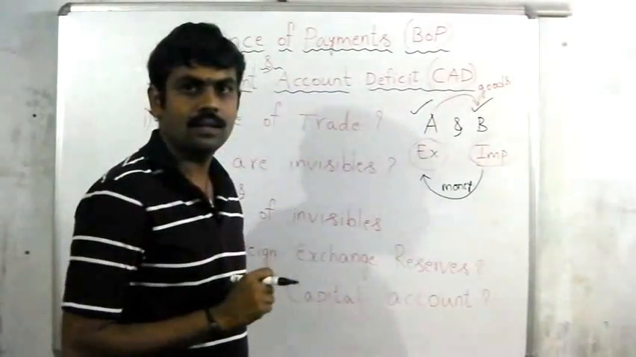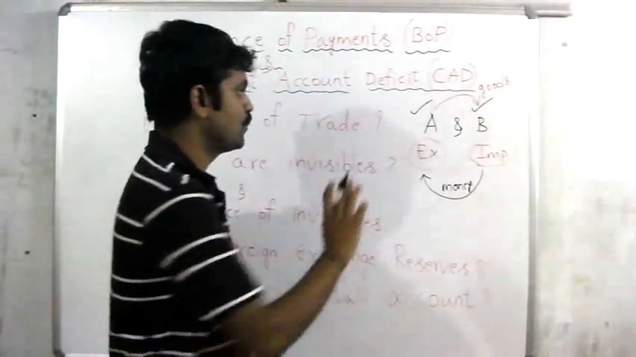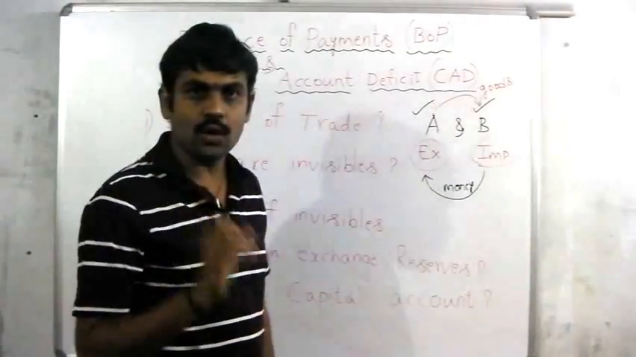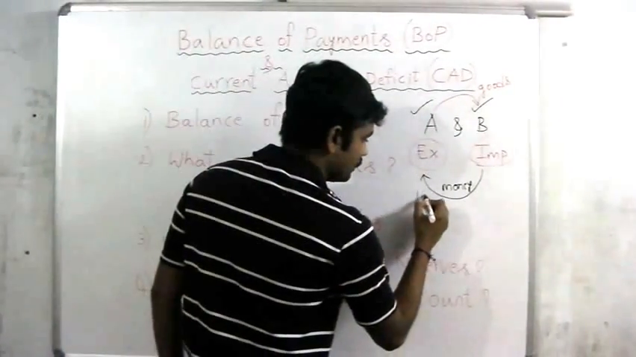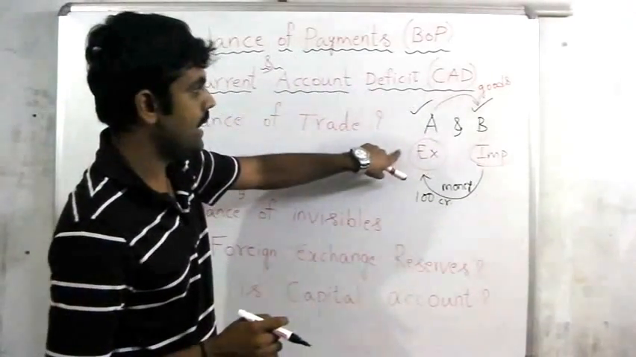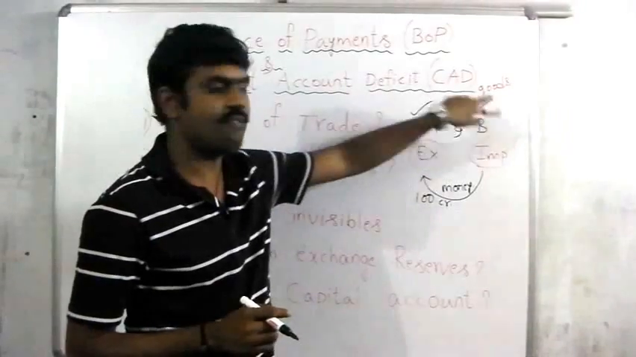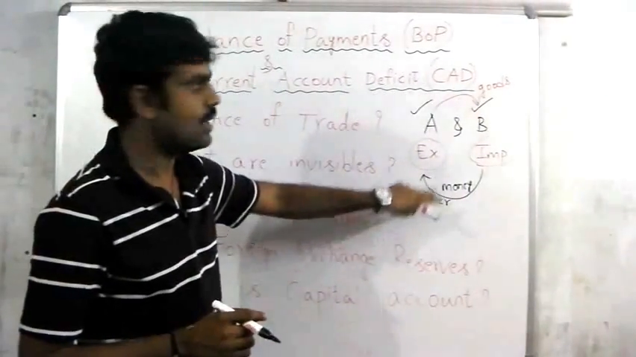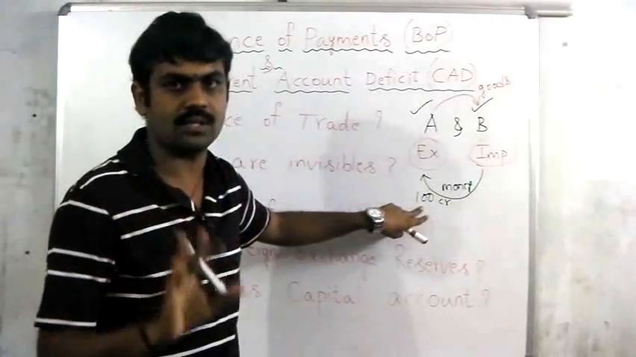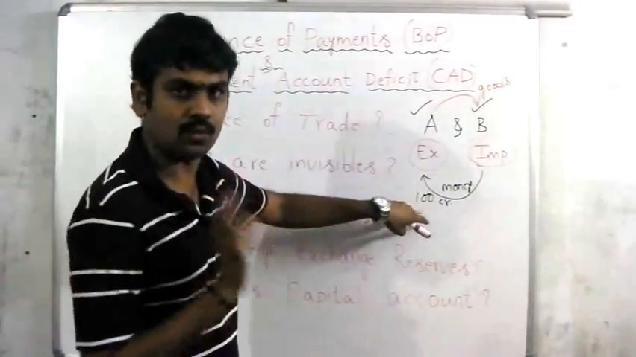A exported a good C to B, okay, of a value of nearly 100 crores. So A exported goods to B of a value of 100 crores. Either this 100 crore valued C is a good or a service, whatever it may be. The value of the exports is 100 crores.